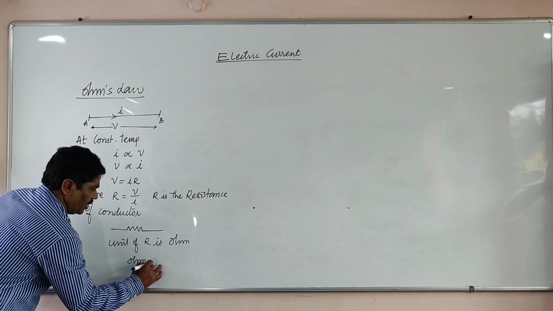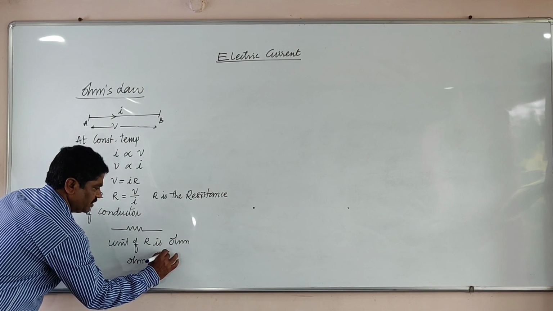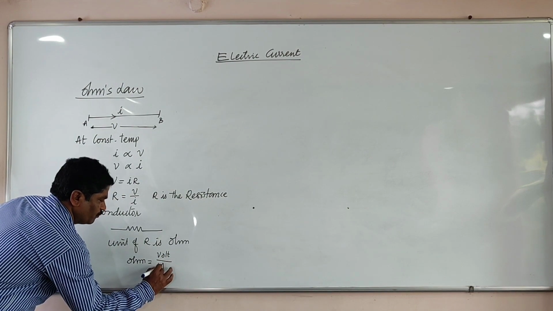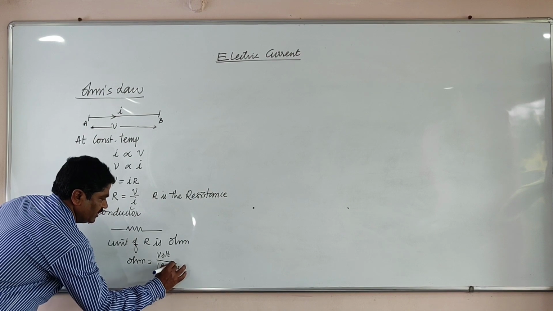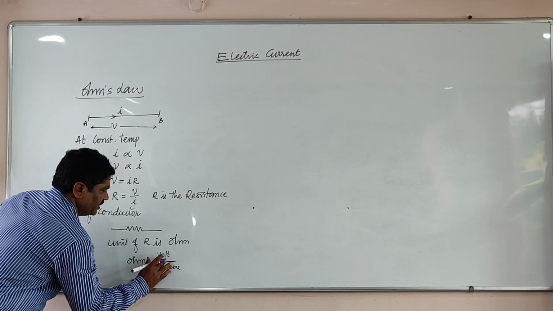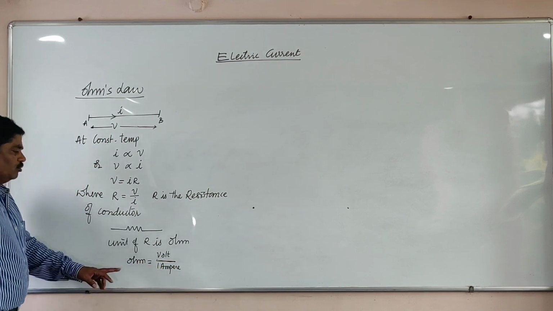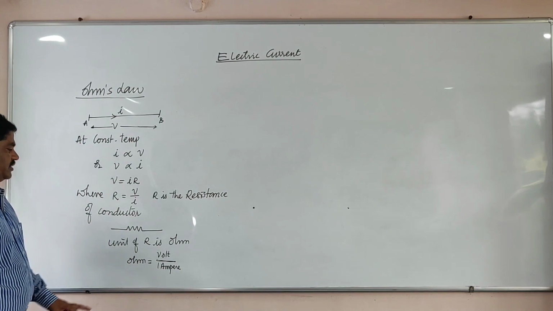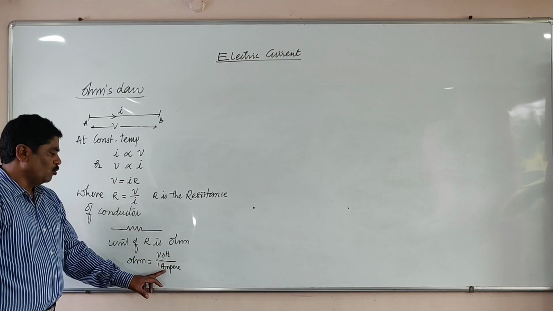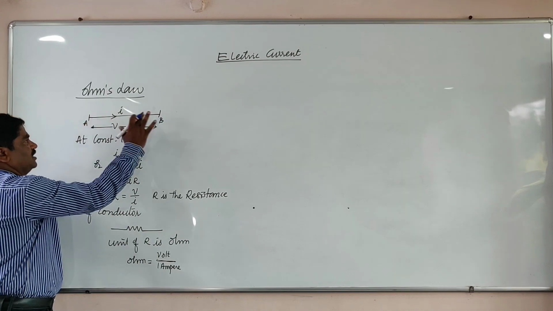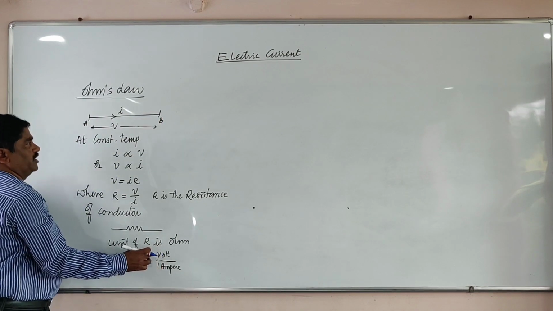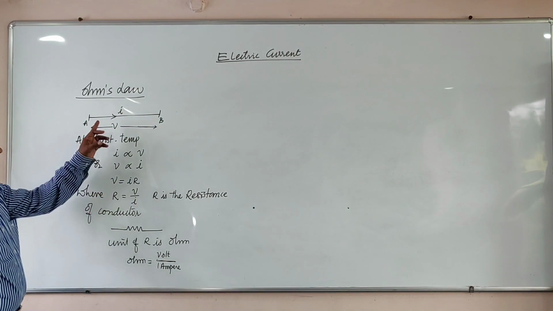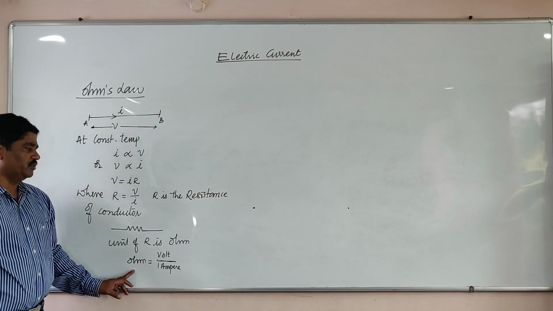It is the ratio of the potential difference across the conductor, 1 volt, to the current which flows through the conductor, 1 ampere. Then that ratio is always equal to 1 ohm for that particular conductor. 1 ohm is nothing but 1 volt by 1 ampere. That means if a conductor has a potential difference of 1 volt and 1 ampere of electric current flows, then its resistance becomes 1 ohm.